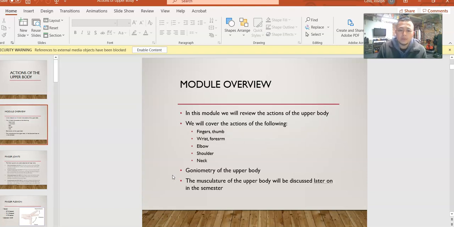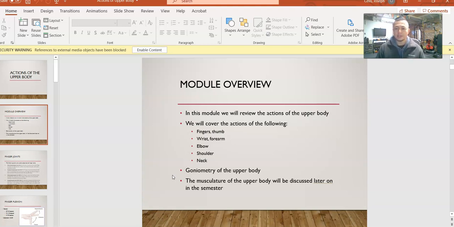Module review overview. In this module, we'll be reviewing the actions of the upper body, and we'll cover the fingers, the thumb, the forearm, the wrist, the elbow, shoulder, and the neck. We're also going to take a look at the goniometry of the upper body. And I know it might be a little challenging, but we'll go over the musculature later on in the semester.